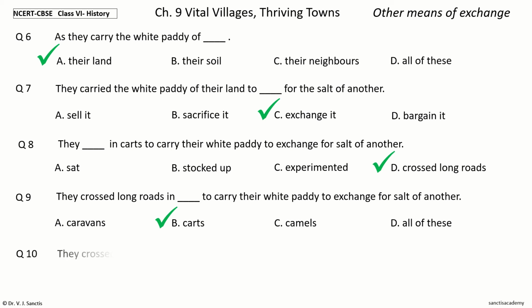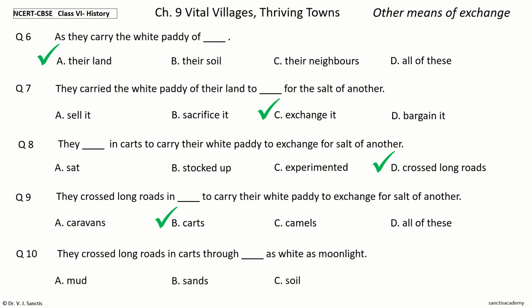Question 10. They crossed long roads in carts through dash as white as moonlight. The options are mud, sands, soil, landscape. Your time to choose. And the answer is sands. So, they crossed long roads in carts through sands as white as moonlight.